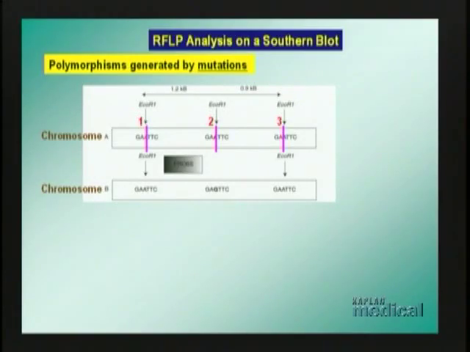Now, by cleaving those three palindromes, notice the size of the fragments as illustrated on this diagram. When EcoR1 cleaves between site 1 and 2, there'll be a fragment of 1.2 kb in size, and when EcoR1 cleaves at site 3, there'll be another fragment generated at 0.9 kb in size.